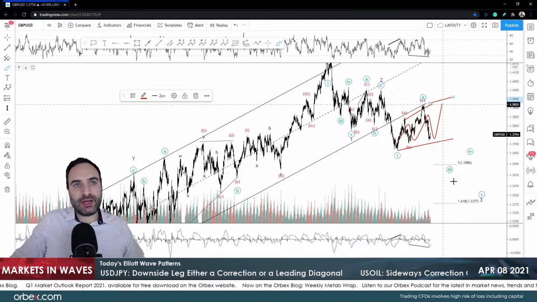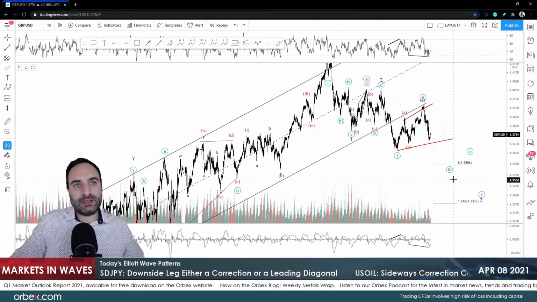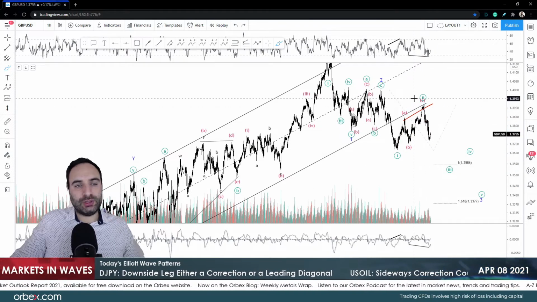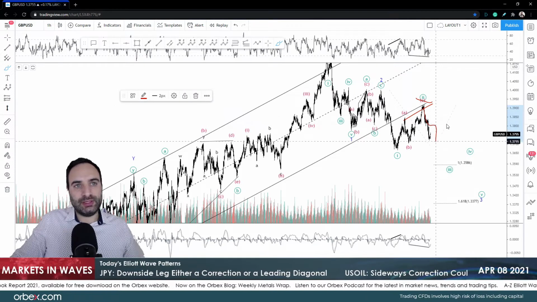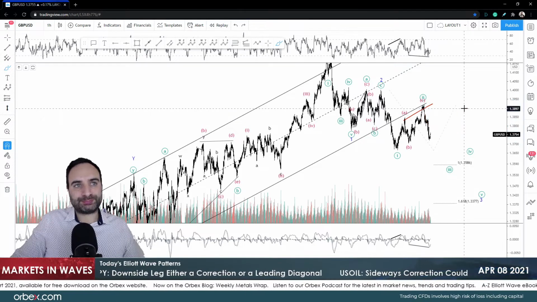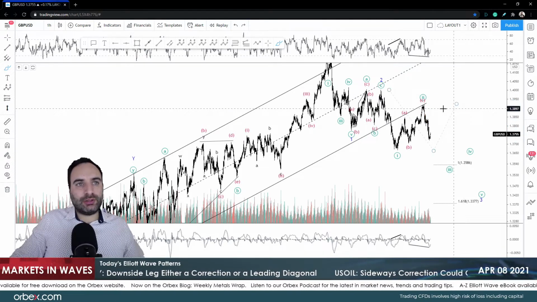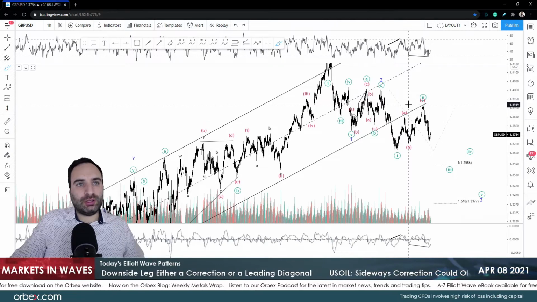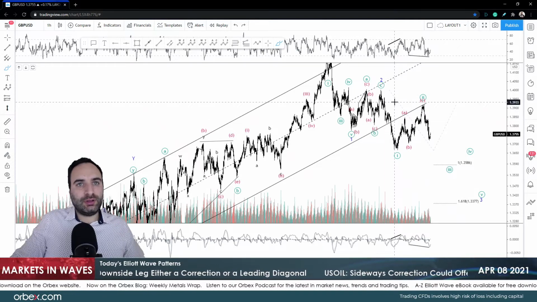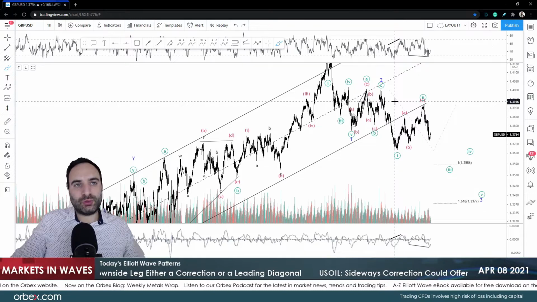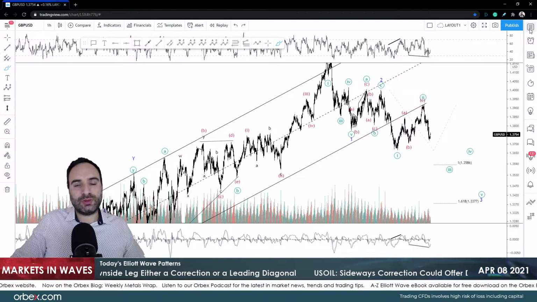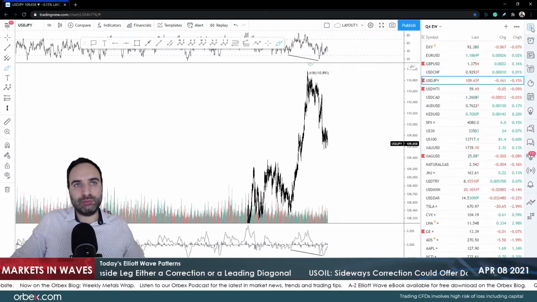So it could be a triangle, or it can turn out being W, X, and Y as well. So we've got W, and that is going to be the X, and we're going to get the Y. Okay. But as you all know, we would want to avoid crossing above the 139.33. Otherwise, that would make this move on the downside motive rather than impulsive.